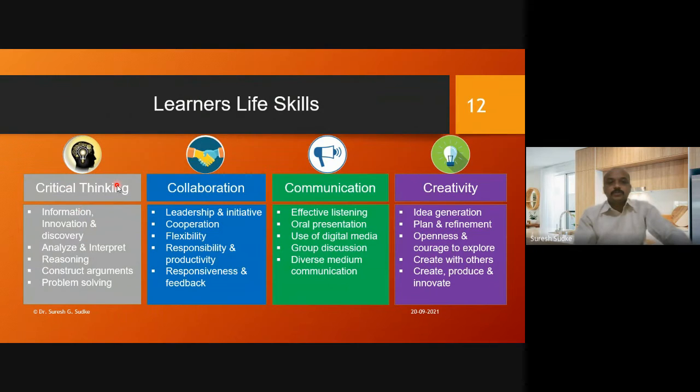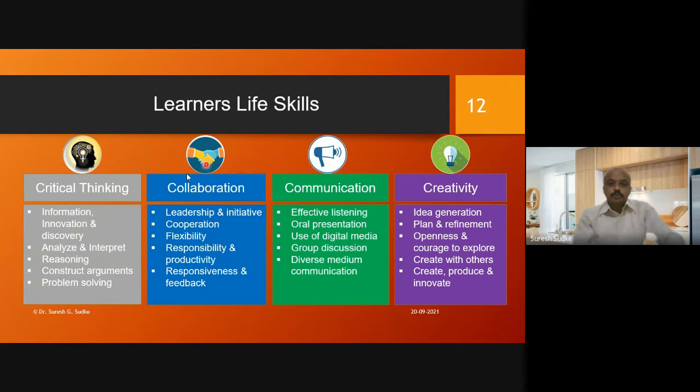Our students should think critically. They should have information. They should innovate. They should discover. They should analyze and interpret. They should have reasoning ability. They should construct arguments, and they should have problem solving ability. So for having the critical thinking ability, these are the different characteristics that should be present in our students.